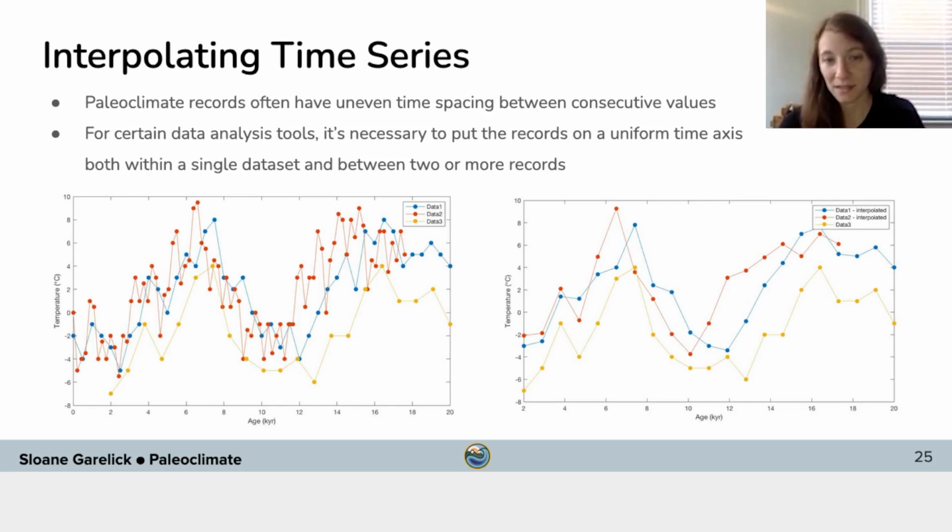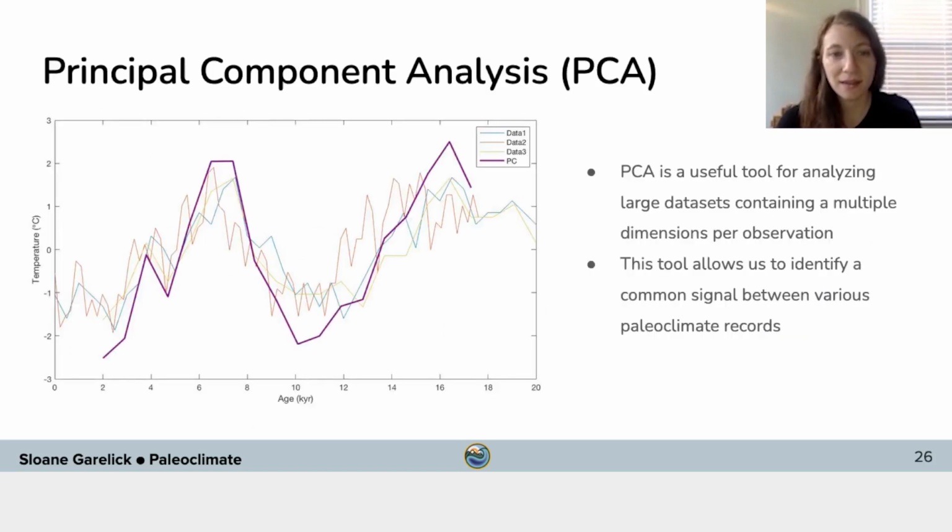One very useful data analysis tool that requires data sets to be sampled on the same time resolution is principal component analysis. Principal component analysis, or PCA, is a useful tool for analyzing large datasets containing multiple dimensions for observation. This tool allows us to identify a common signal between various paleoclimate records. An example of this is shown with our random data on the left. The original records are shown in the red, blue, and yellow lines in the background, and the resulting principal component is shown in purple. In this simplified example, the common signal is similar to the individual records, but in real paleoclimate records, this can be much more complex.